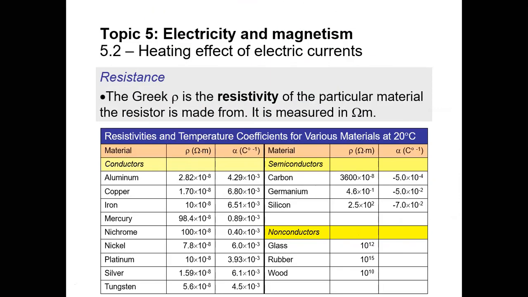Now here is the table in which you can see the resistivity of different materials. See, here is aluminium. Its resistivity is 2.8 times 10 power minus 8 ohm meter. There is copper, 1.7 times 10 power minus 8, iron, mercury, silver, tungsten, etc. Different materials have their own resistivity. These are the constant values of resistivity.